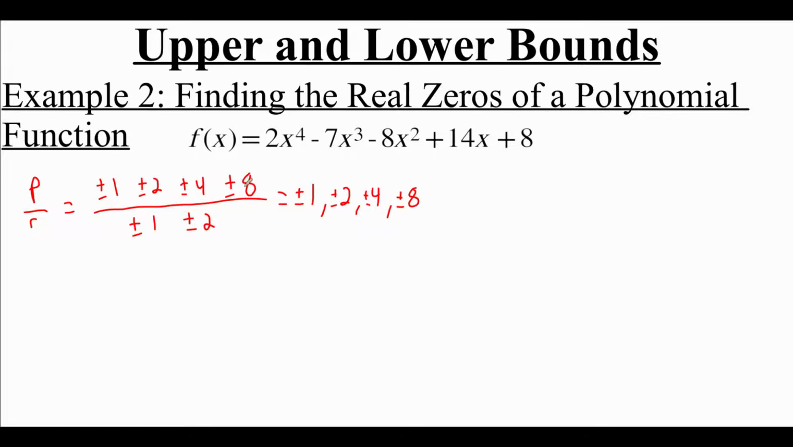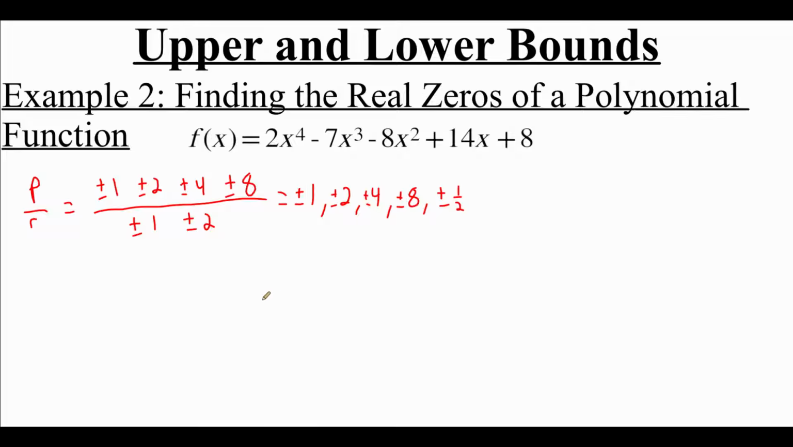Now I'm also going to take these p values and put them all over 2. So if I take the 1 over the 2, I'm going to get 1/2 with the plus and minus on there. Now 2 divided by 2 is 1, and I've already got 1 on my list. 4 divided by 2 is 2, and I've already got 2 on my list. 8 divided by 2 is 4, and 4 is already on my list. So it's not necessary to write down those repeated values.